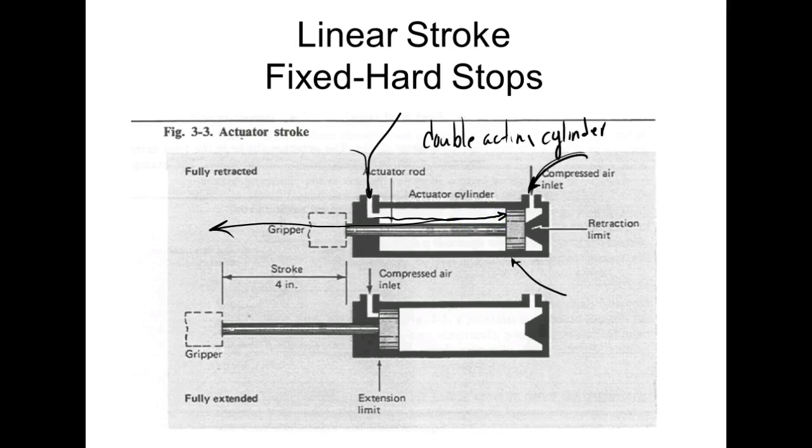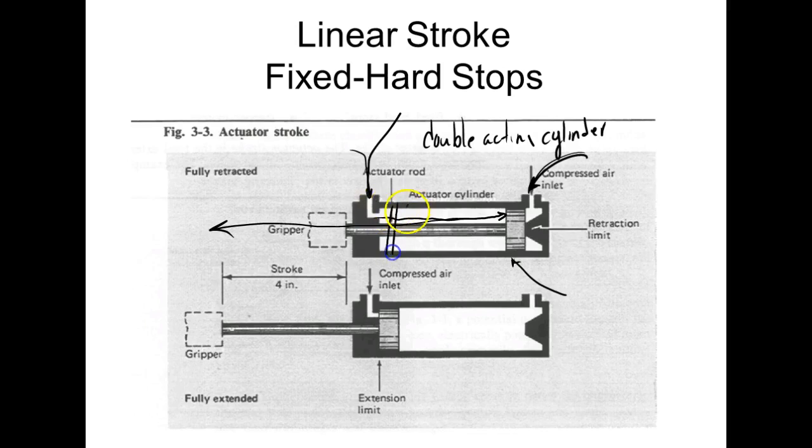Now, what limits the stroke, of course, is the cylinder itself. But when you start looking at these linear cylinders, they give you the stroke. They say, okay, if it's 6 inches, then from all the way retracted to all the way extended, the tip of that rod would move out 6 inches. And we called it a double acting cylinder because we use pressure to move it in both directions. We called it a double acting.